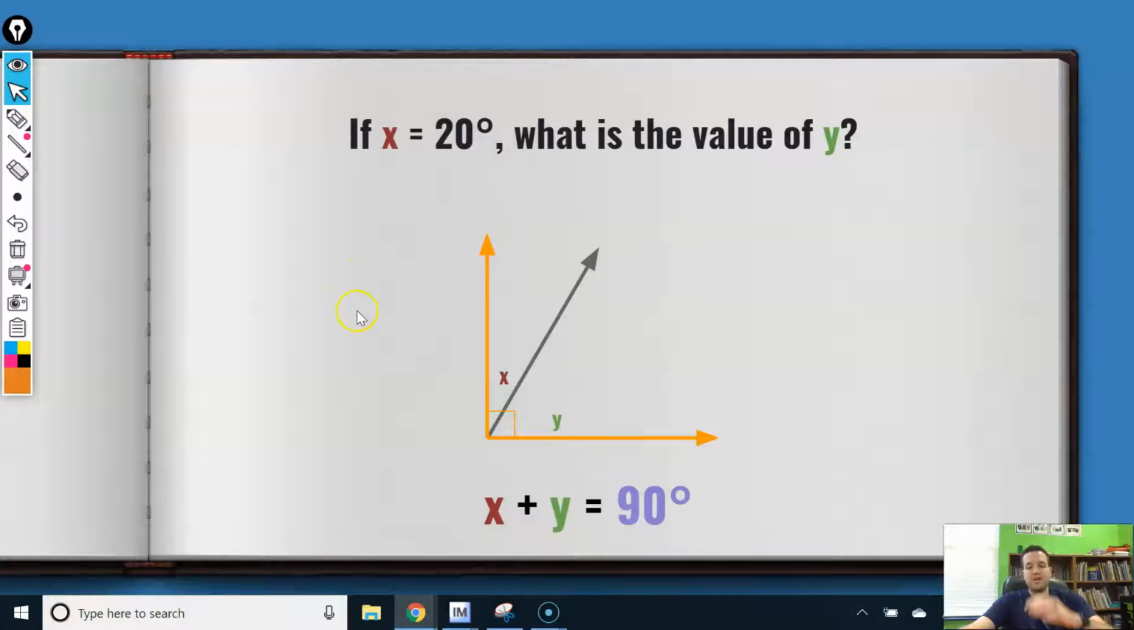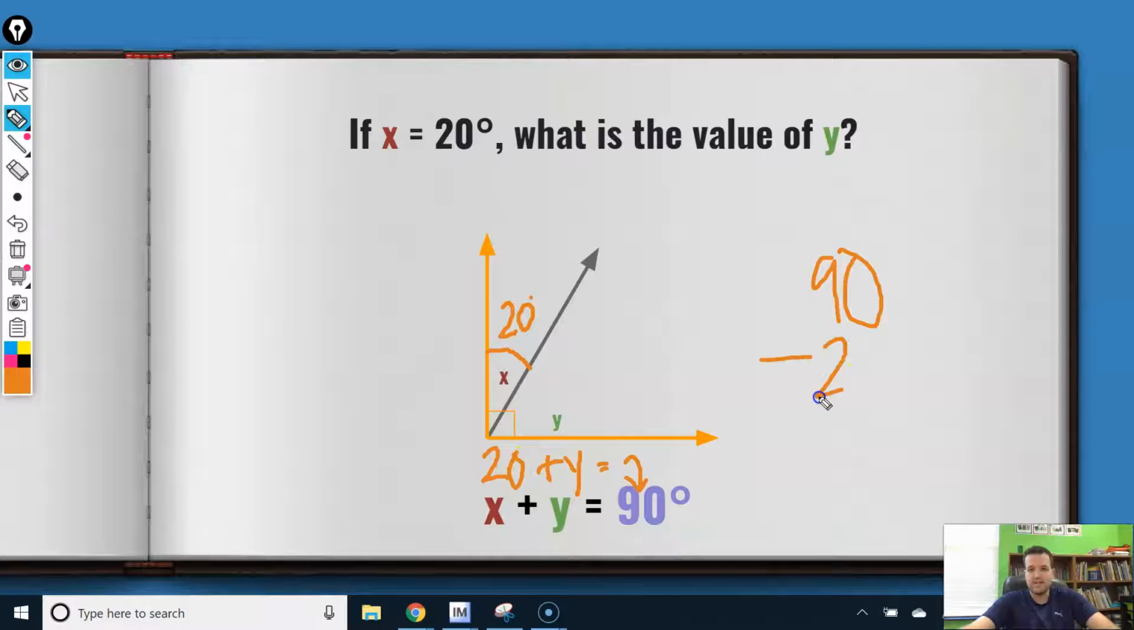If x equals 20, what's the value of y? So if right here is 20 degrees, again, I don't need a protractor. I could calculate 20 plus y equals 90 degrees. So what is y then? If you don't know off the top of your head, because maybe you just need more practice with this, you can use the inverse operation and do 90 minus 20 equals 70 degrees.